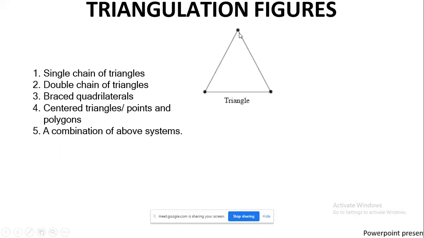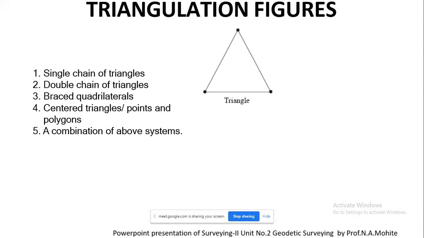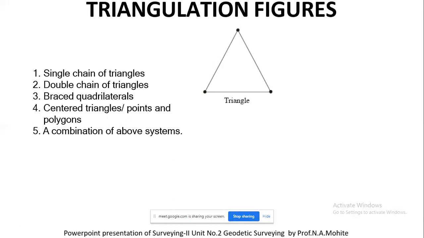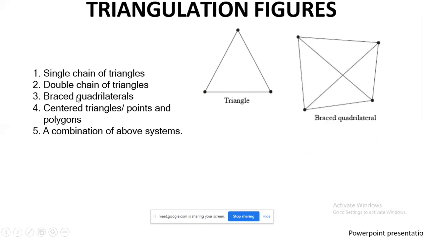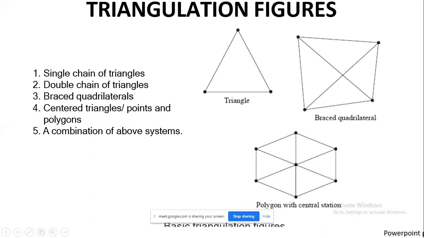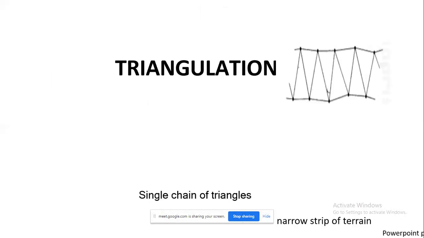So this is nothing but triangles. Each and every corner, as I told you, is called a triangulation station, and this entire system is called a triangulation system or triangulation figure. It can be triangles, it can be based on a quadrilateral, or it might be a polygon with a central station. Now we'll see one by one in detail.